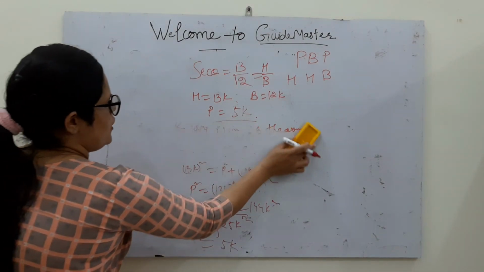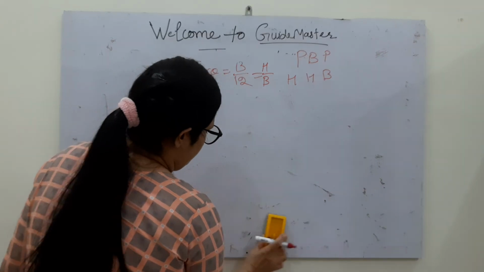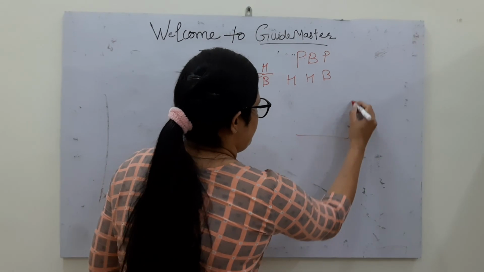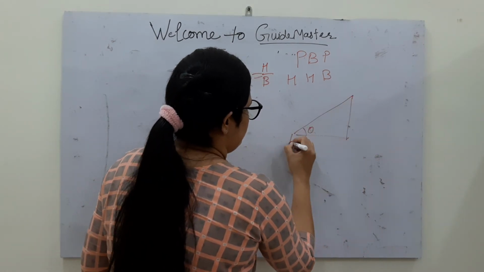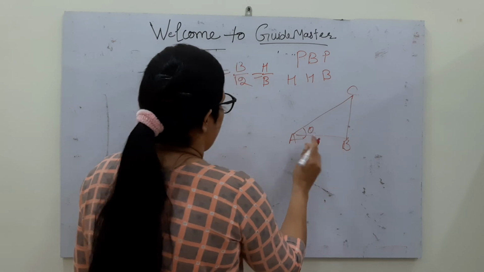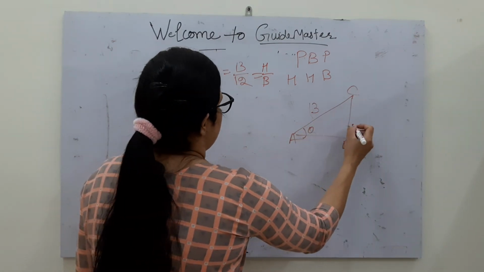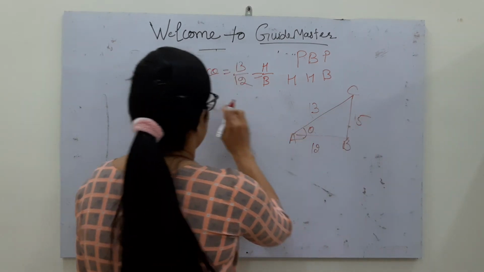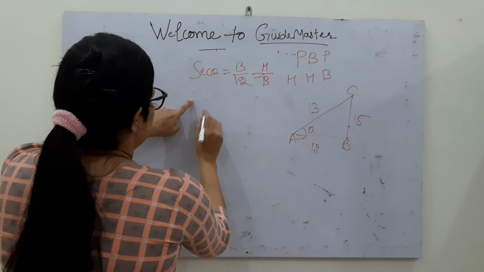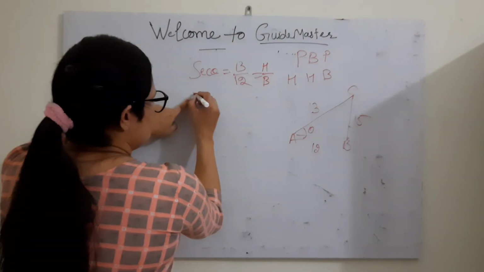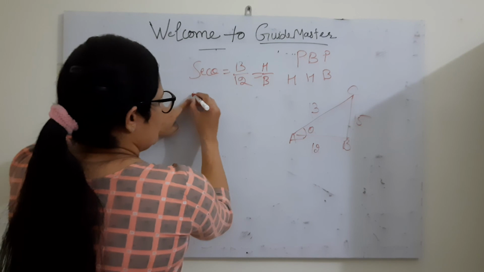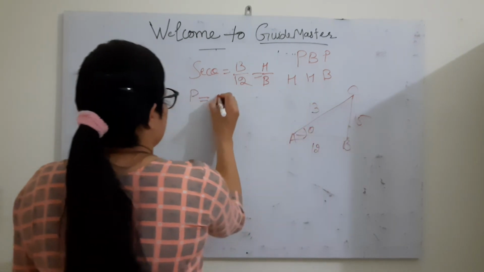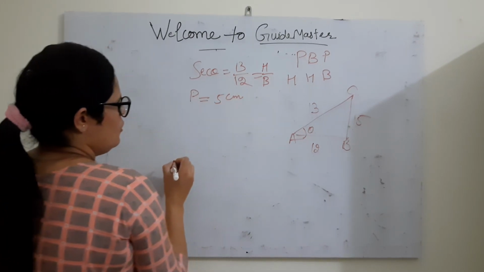Now we have to calculate all the other trigonometric ratios. Or simply you can also draw the diagram. This is the angle theta and this is A, B, C. This is 13. This is the 12, sorry, and the perpendicular we calculated just now is 5. So P is equal to 5 centimeter.